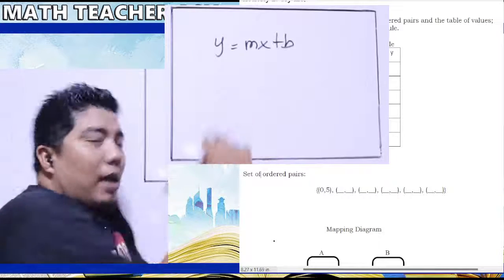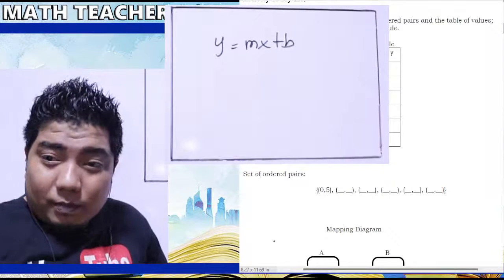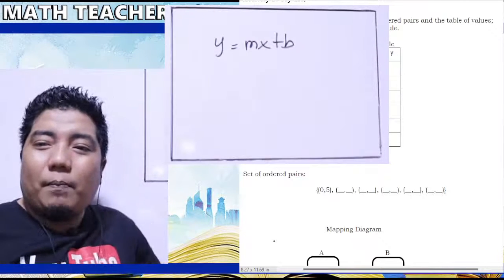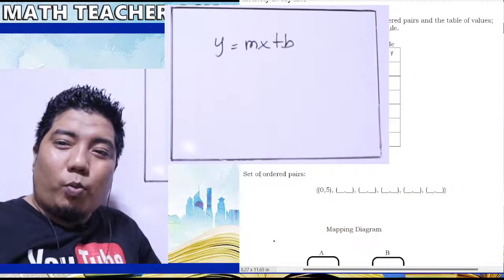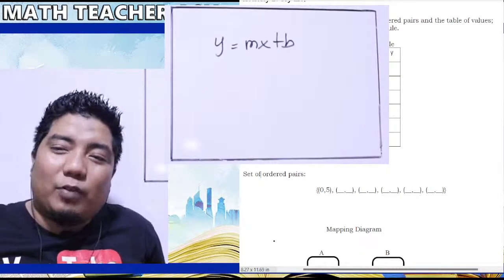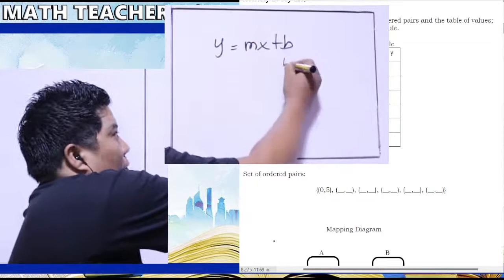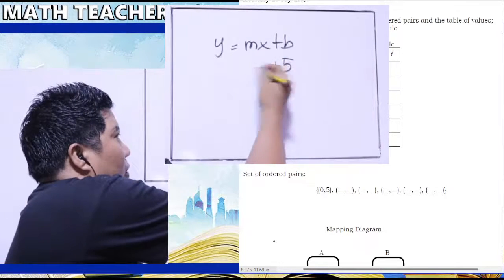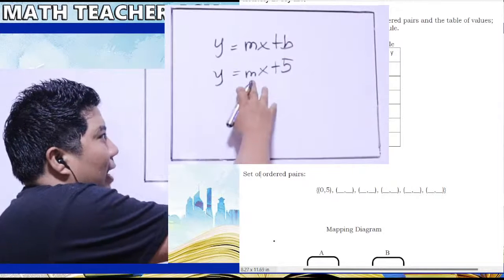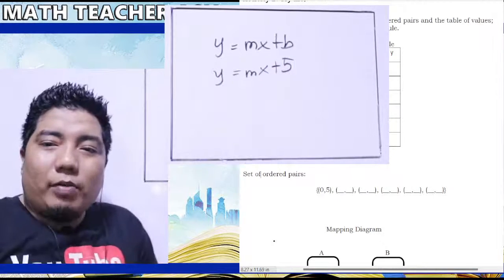So, the b here, okay, the b is the y-intercept. So, yung y-intercept natin ay 5, okay? This is the intersection of the graph to the y-axis. So, already we have here 5. Okay. So, ang m natin hindi pa natin alam, okay? So, paano natin malaman si m? So, m is the rise and run.